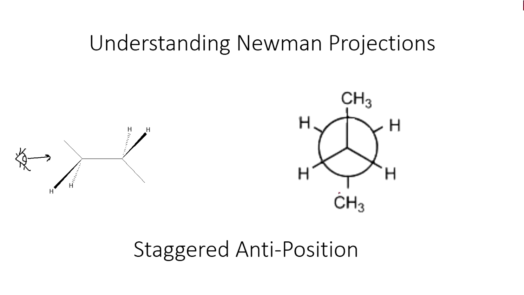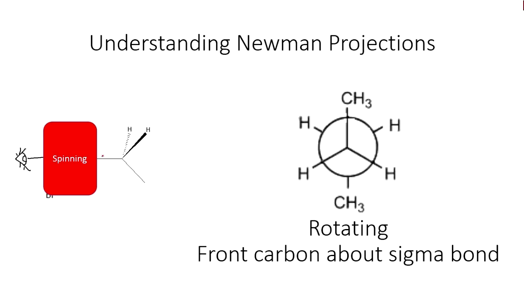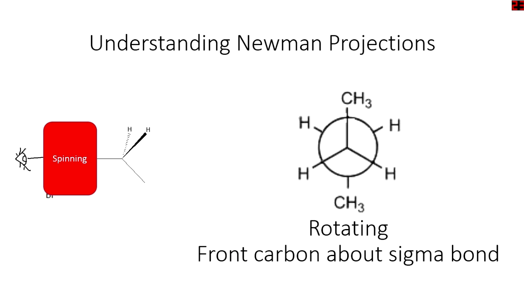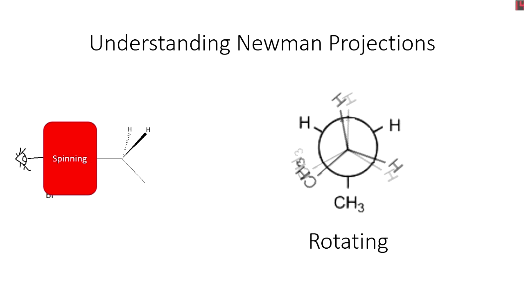So now there are different positions. This is the anti-staggered. Basically, I'll get more into what staggered is, but when you have these large groups, in this case methyl, and when they're the furthest apart, we call that anti. So we'll get these two big things as far away as possible, that is anti. When looking at Newman projections, we can actually rotate about that single bond right there. So in this case, I'm going to rotate the front carbon, and that's what it looks like. So that's what Newman projections allow us to do, is to rotate these molecules.